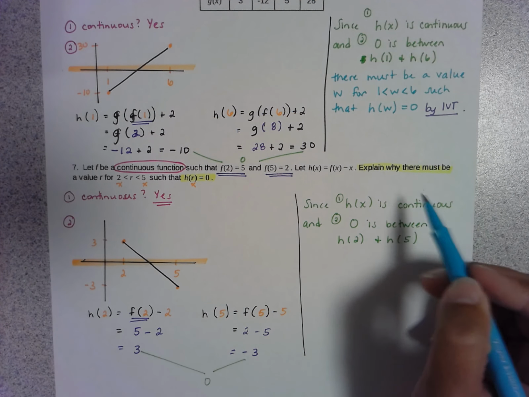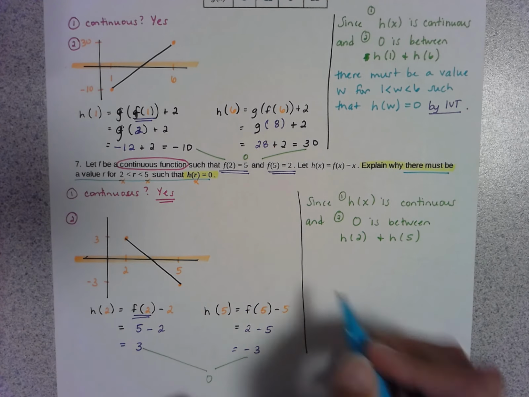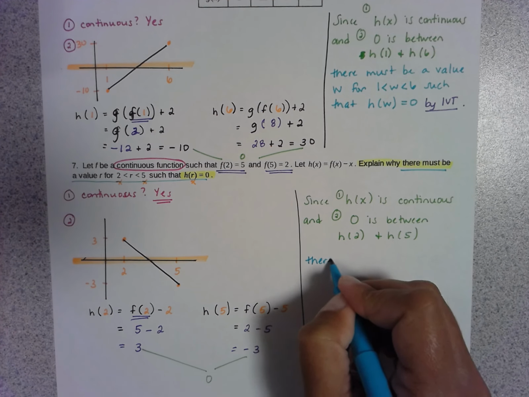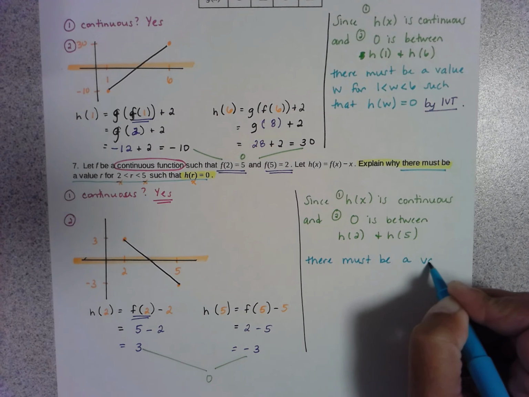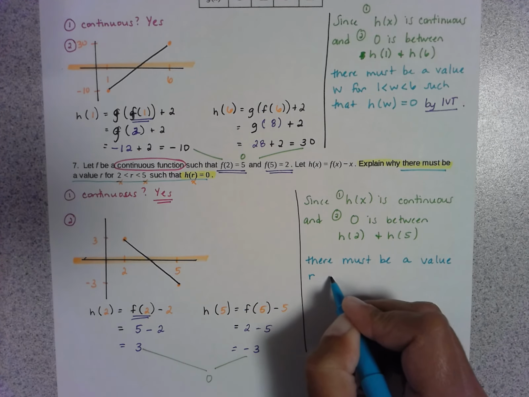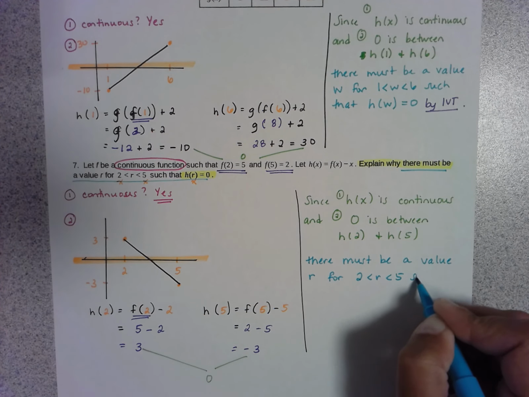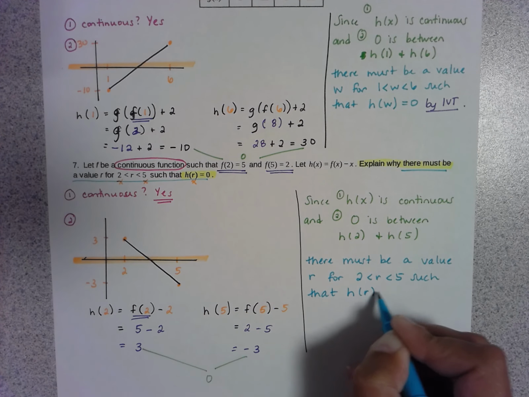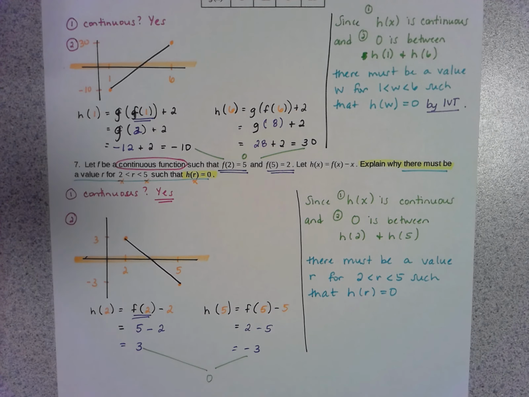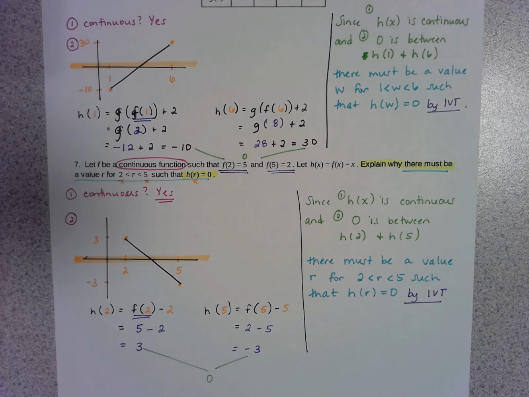Now I'm going to use the wording of the original question as my conclusion. I'm going to say there must be a value r for 2 is less than r is less than 5, such that h of r is equal to 0. And then I need to state that this is because of a specific theorem. So I would say by IVT at the end.